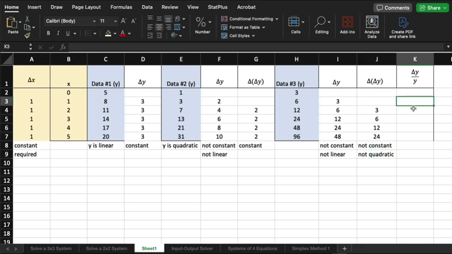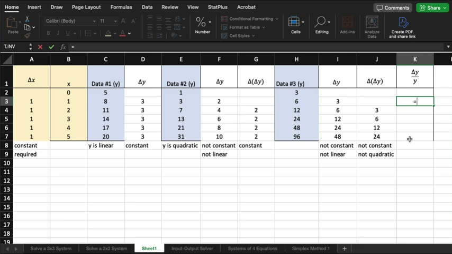So our last possibility is that it might be exponential. If it's exponential, when we divide delta y by y each time, we're going to get a constant. And it doesn't have to be a whole number, by the way. None of these had to be. Constant just means constant. It can be a fraction. It can be a decimal.